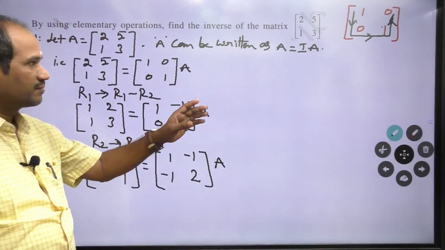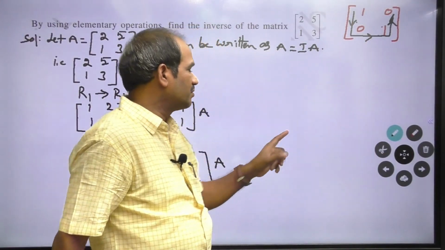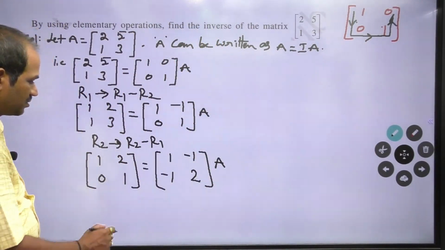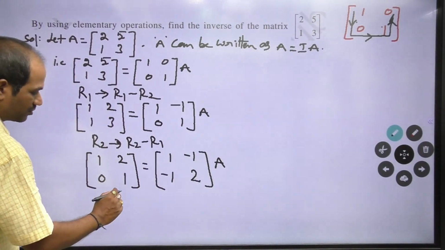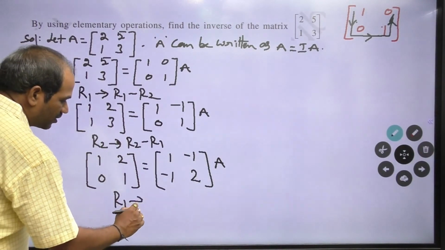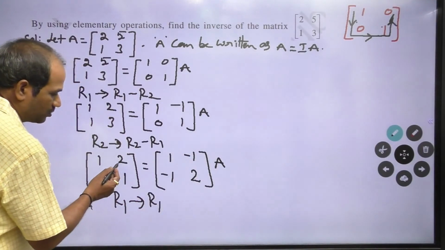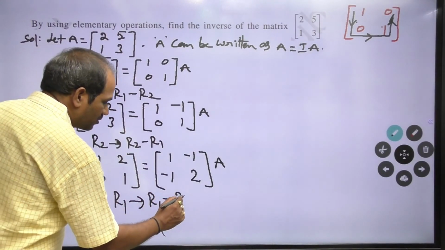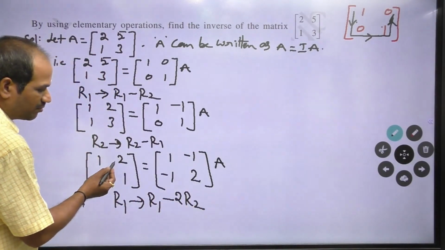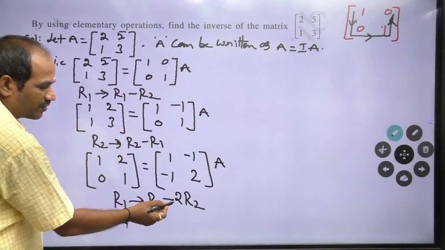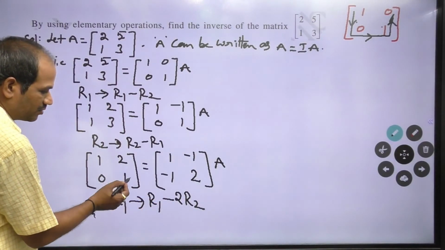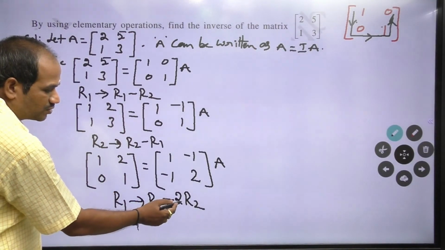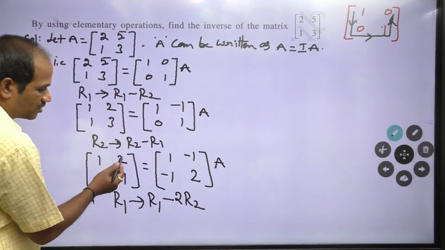Check here: 1 0 1 coming. Next, converting this into 0, this is the R1 row. R1 goes to R1 minus 2 into R2. R1 element is 2, R2 element here is 3, and here 5. R1 element 2 minus 2 into the R2 element 1, 2 into 1 is 2, so 2 minus 2 is 0 coming here.